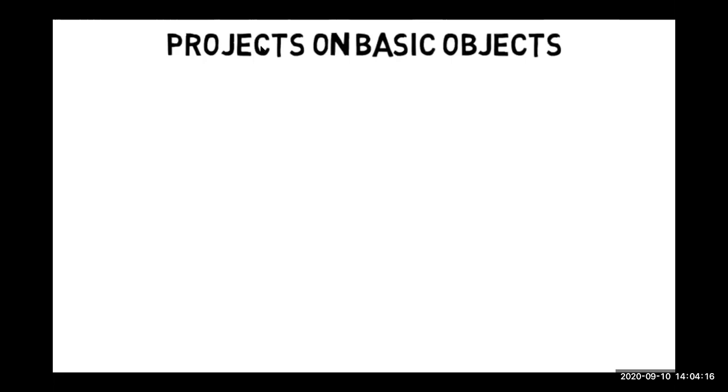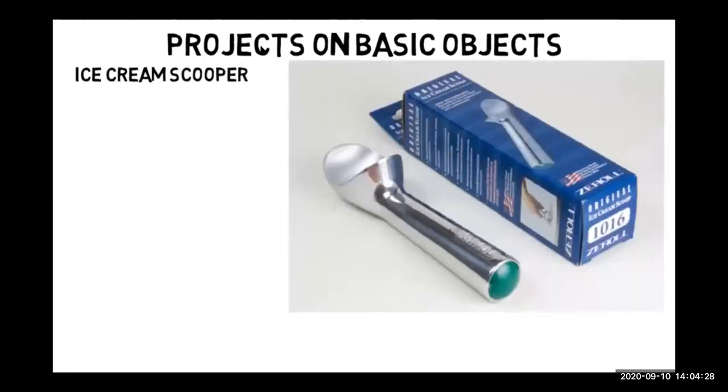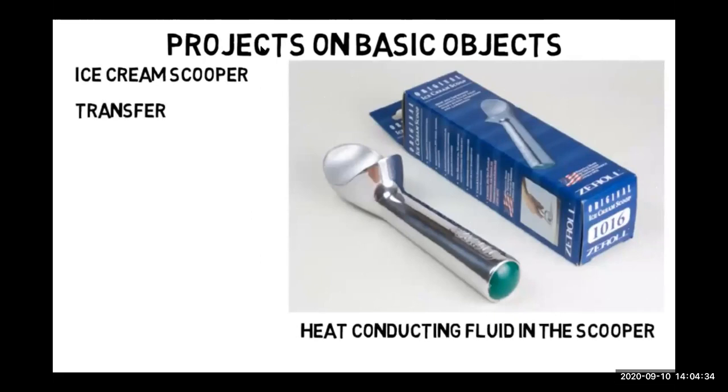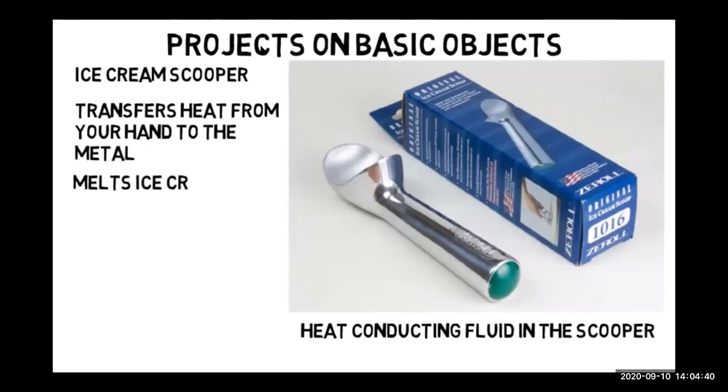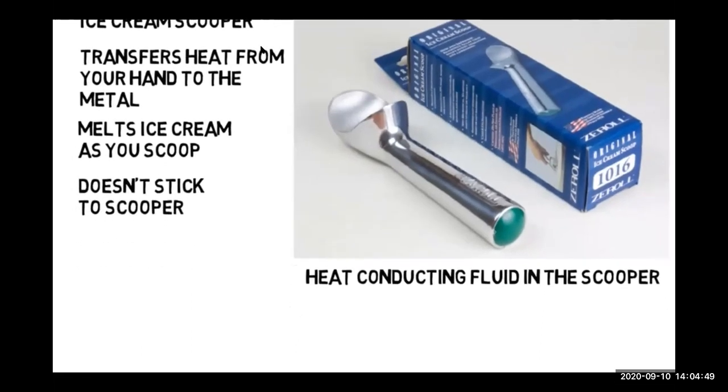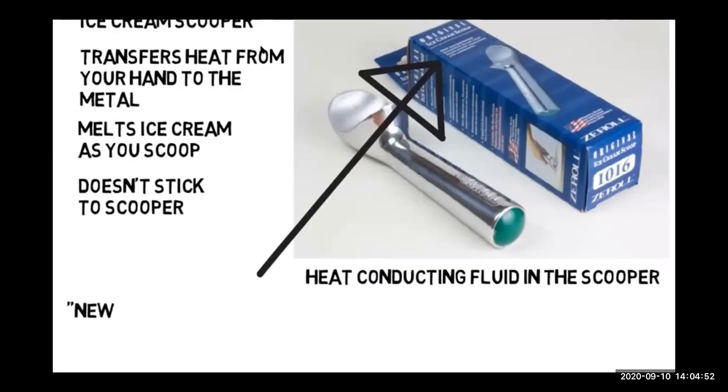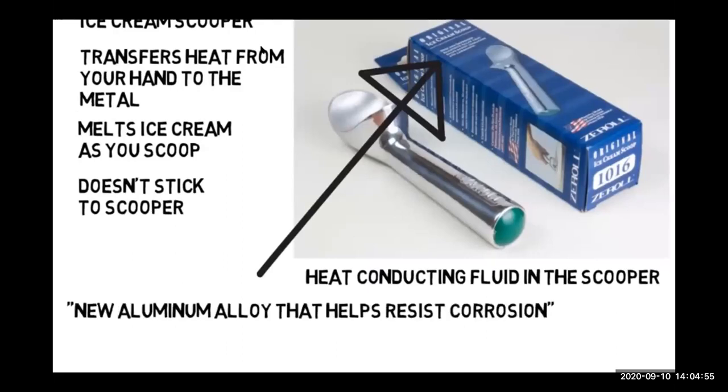Now moving on, you may do projects or reports on basic objects, but go into depth on the material beyond what you may know. These projects can be for anything, but since we are on the topic of metals, at one school students did a project on an ice cream scooper. Seems simple, but what you may not know is that there is heat conducting fluid within the scooper. This is designed to transfer the heat from your hand to the metal of the scooper, and this warms the metal so that when you scoop the ice cream, it kind of melts the ice cream, making it a little easier for you to scoop, as well as making it so that the ice cream does not stick to the metal. Also, you can't read the words on the box in this image, but on it, it says new aluminum alloy that helps resist corrosion.